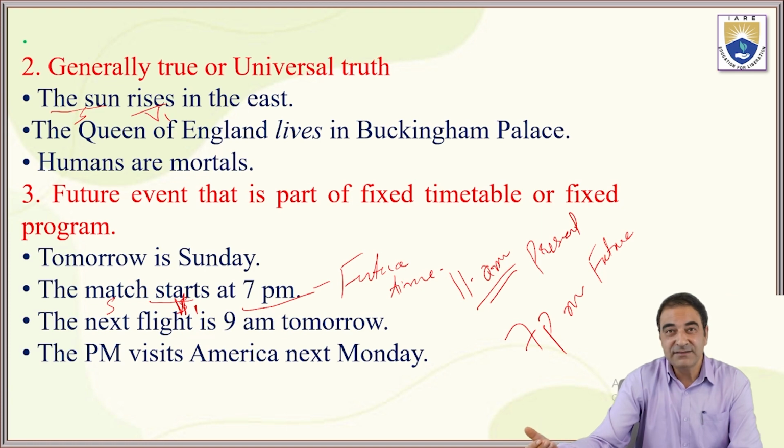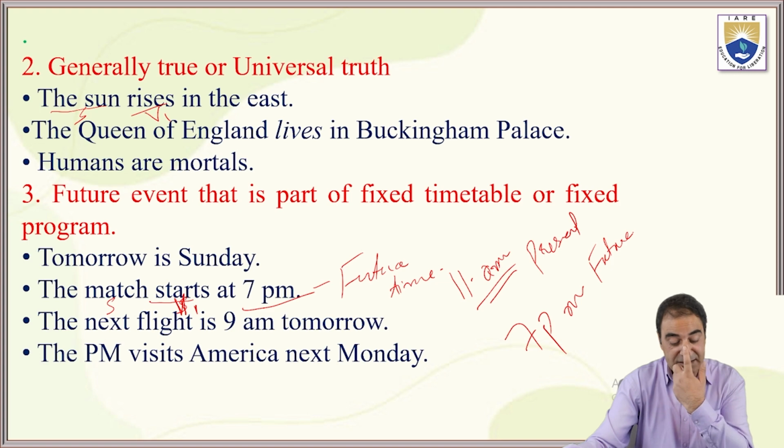It's fixed. It's something which can't be postponed, or it is something that shows the permanence, that shows the regularity. That's something that happens likewise daily. The match starts at 7 p.m. Now I use simple present tense to express this future event, because this future event is a part of a fixed timetable or fixed program. Now look at the third sentence. The next flight is 9 a.m. tomorrow.